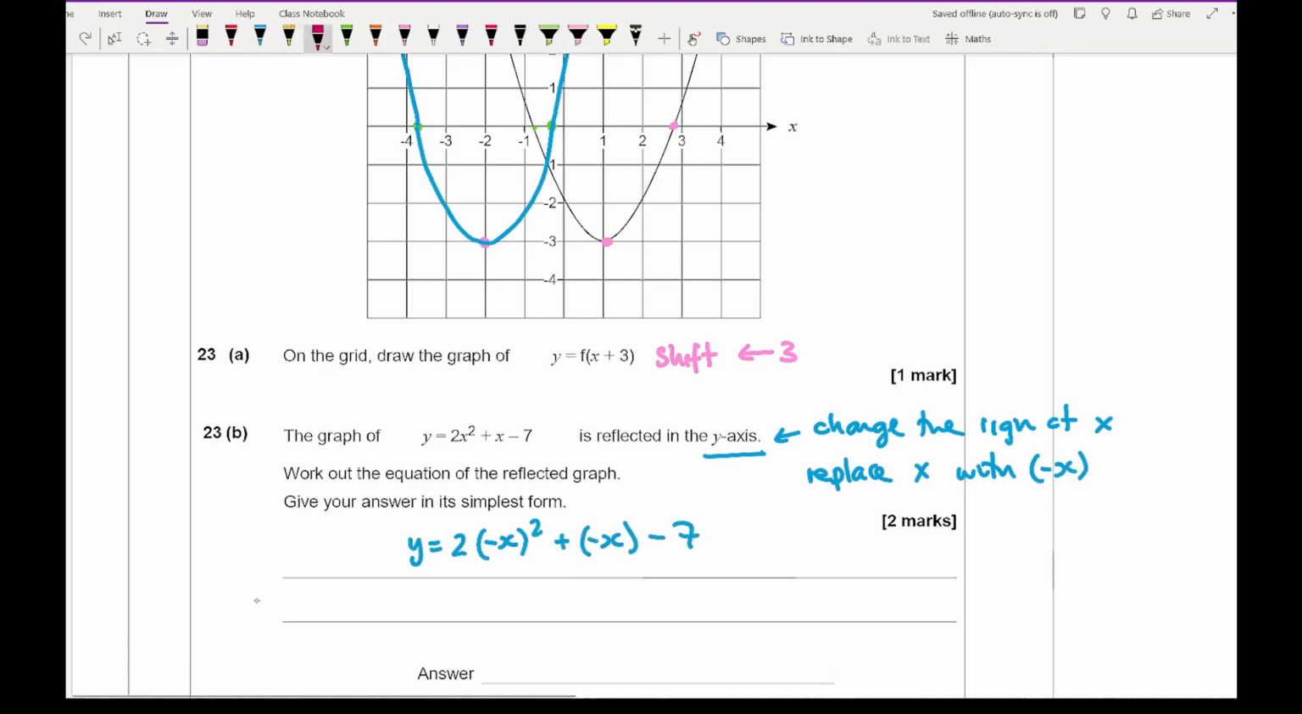Now squaring a negative number will always end up with a positive value, so that's just going to be x squared. A plus and a minus become a minus, and the 7 stays the same, so it's y equals 2x squared minus x minus 7, and there is my final answer.